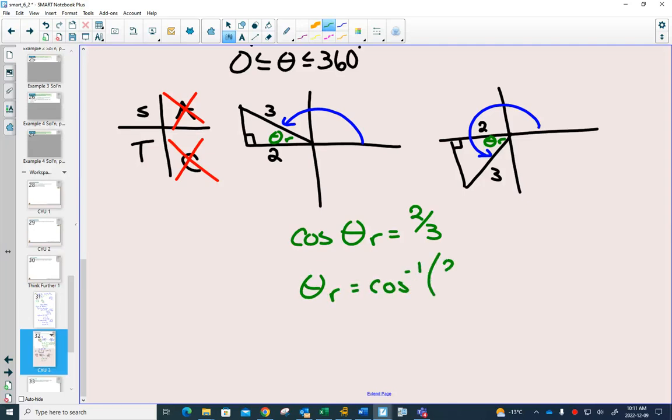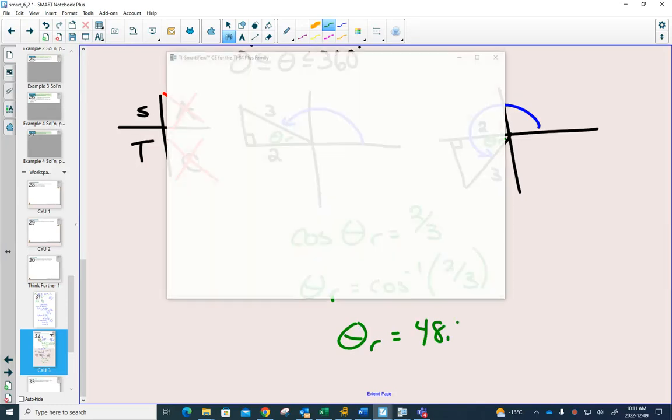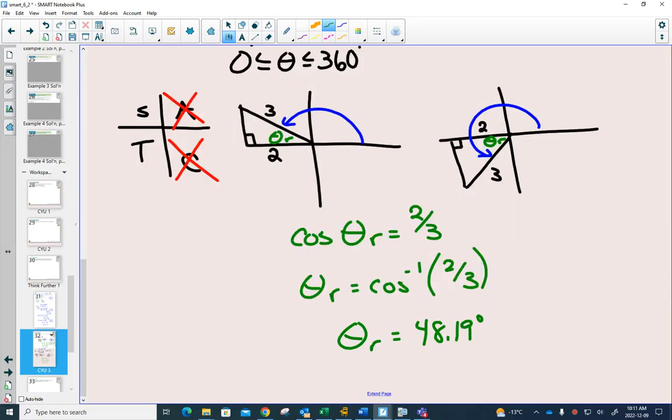You would type in cos inverse of 2/3. And what do you get when you do cos inverse of 2/3? 48.19. That's the reference angle.